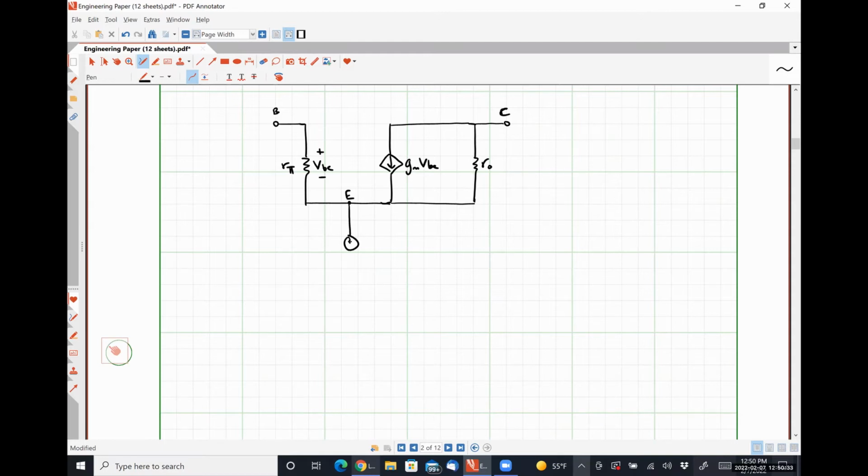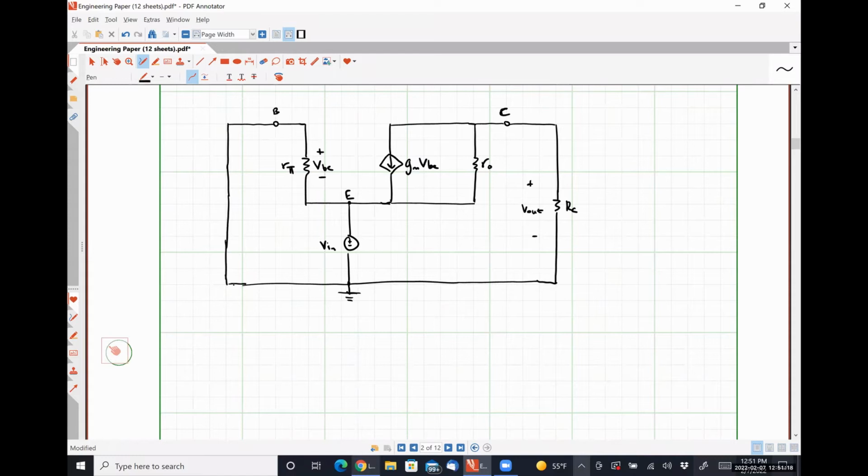The input voltage is still applied here between the emitter and ground. We still have our collector resistance RC over here on the right, over which we measure our output voltage. And then over here on the left, we have our short circuit to AC ground, that is the DC voltage, capital V. All right. So this is our small signal model.